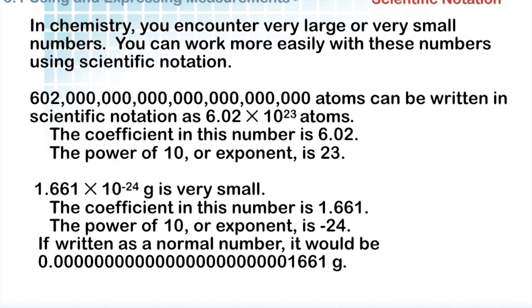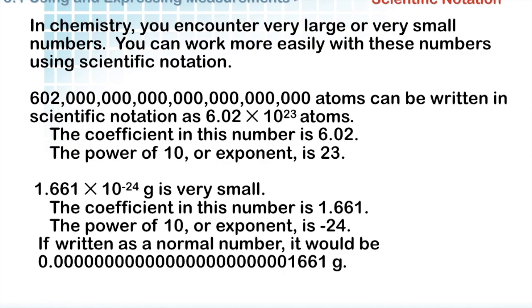In chemistry, you're going to encounter very large numbers or very small numbers, and you can work with them more easily if you use scientific notation. That number there, 602 followed by 21 zeros, atoms, can be written in scientific notation as 6.02 times 10 to the 23rd atoms. The coefficient is the number 6.02, and the power of 10, or exponent, is the 23. That means there are 23 spaces between the beginning of the number and that 6.